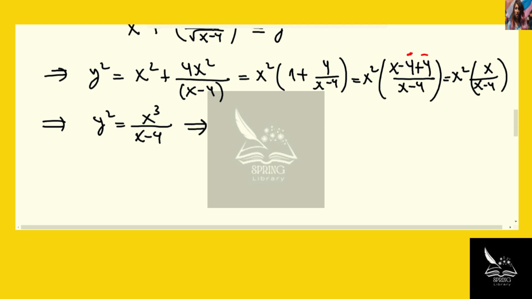Because all the lengths are positive, we can take the square root and get y equals the square root of x cubed over x minus 4. And for that, x has to be positive and greater than 4. In fact, greater than 4 would be the same as positive. And I put it right here. So this is our equation of y in terms of x.